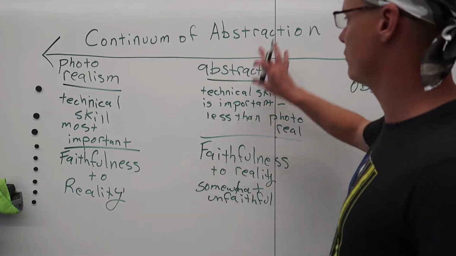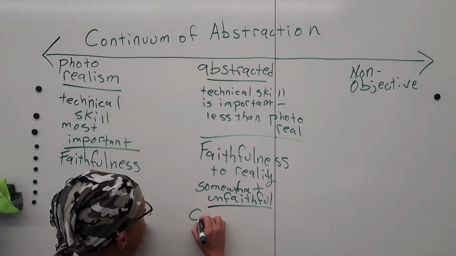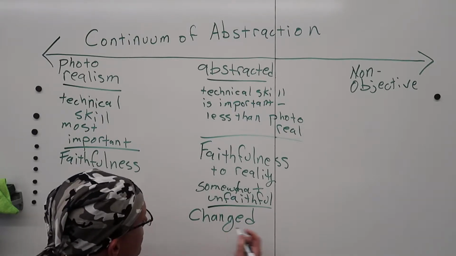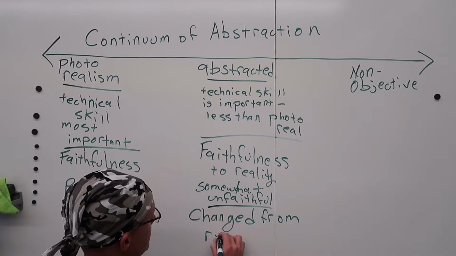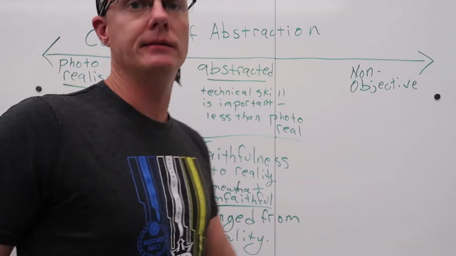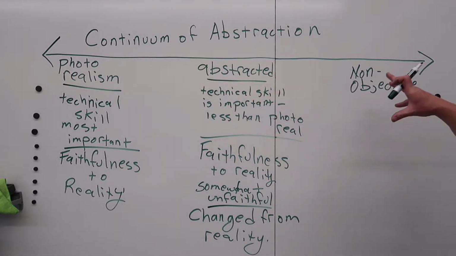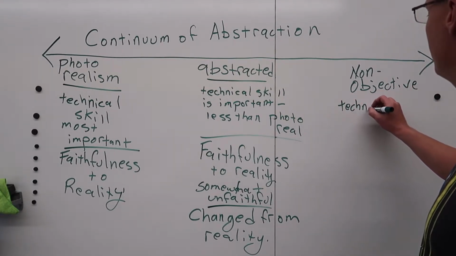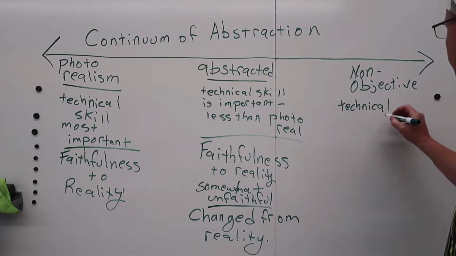So I always say this is change from reality in some way. So that's going to be my last little criteria here. It's changed from reality. Not a lot, but enough that it's not photoreal. And typically there's an expressive reason for that. So with non-objective, we're starting to release that technical skill. So technical skill is really not that important here, as in drawing and painting things to look realistic.